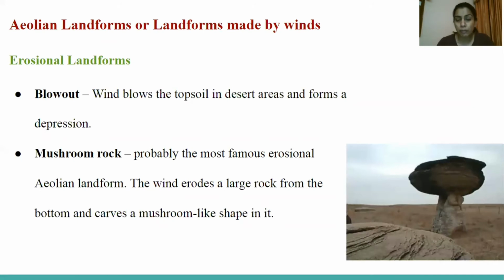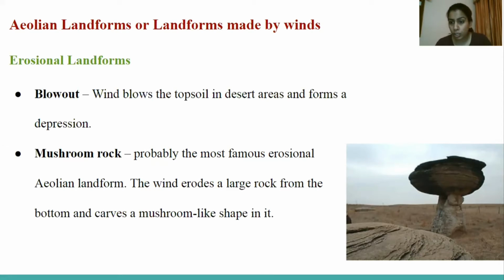The next landform we are going to talk about is aeolian landforms or landforms made by winds. So first, erosional landforms. The first one is blowout. The winds blow the top soil in desert areas and form a depression.